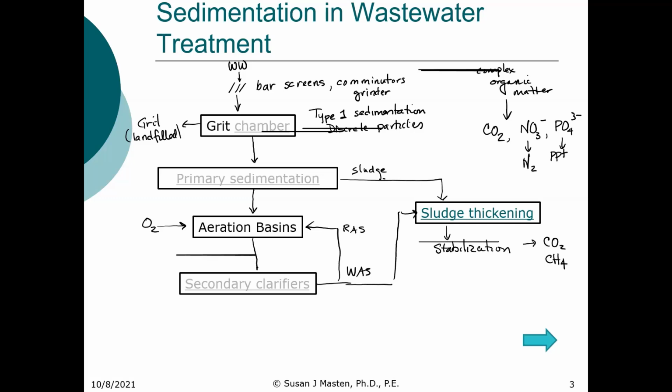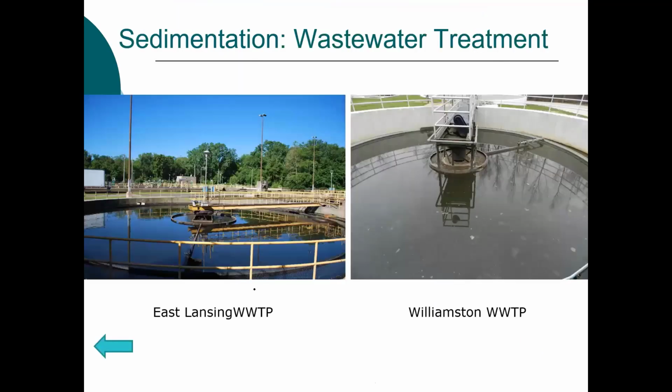So the effluent from the aeration basin flows into a secondary clarifier. On the left is the secondary clarifier from the East Lansing wastewater treatment plant. On the right is the secondary clarifier from the Williamston wastewater treatment plant. The difference in color really just has to do with the day that the picture happened to be taken.